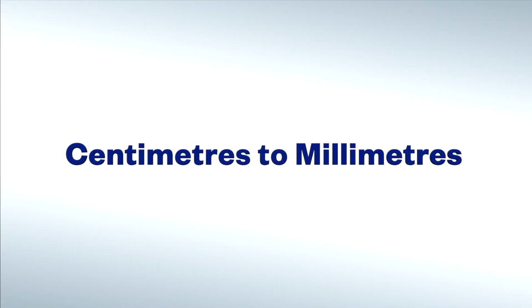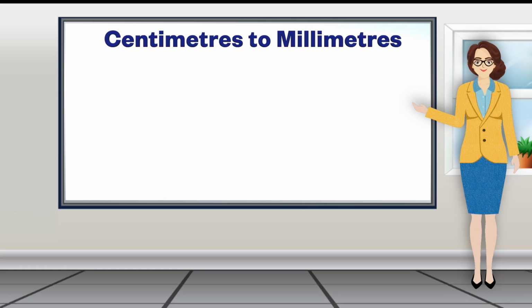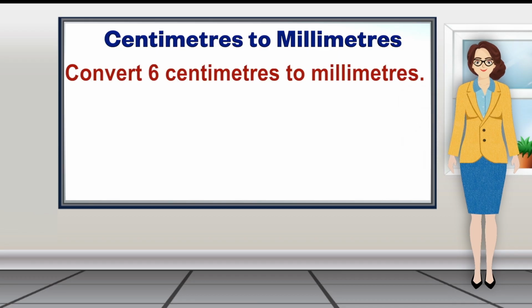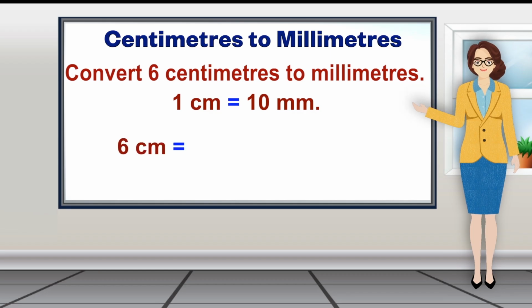Centimeters to millimeters. Let's convert centimeters to millimeters. Example: convert 6 centimeters to millimeters. 1 centimeter is equal to 10 millimeters. 6 centimeters multiplied by 10 is equal to 60 millimeters.